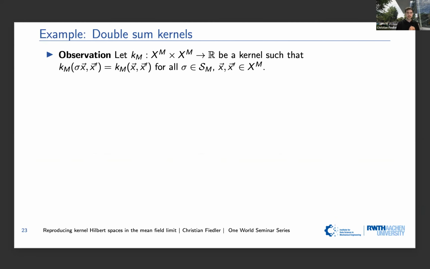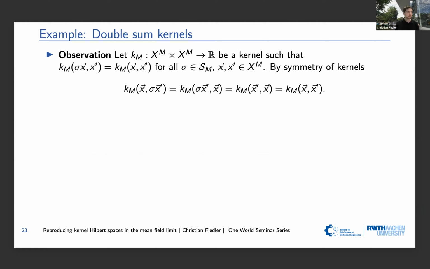Now, here's a second class of examples. It starts from the following observation. Recall that in our existence result, we wanted permutation invariance in the first argument. But we can use the symmetry of kernels to show that it's actually also permutation invariant in the second input, or more precisely, blocks of inputs.